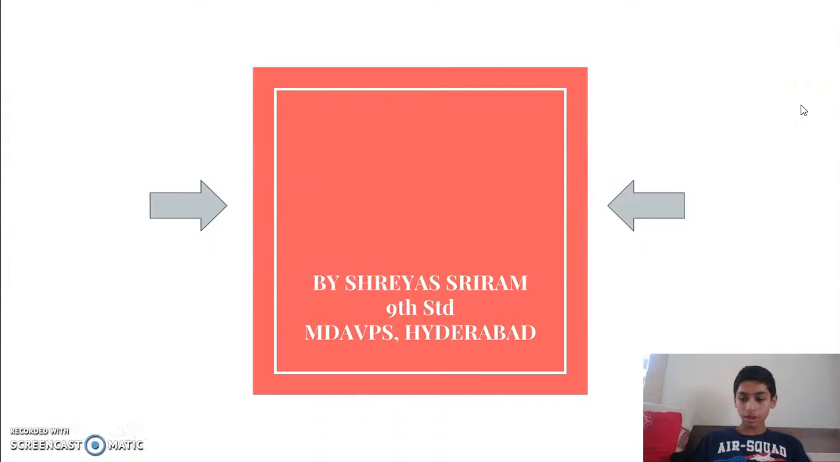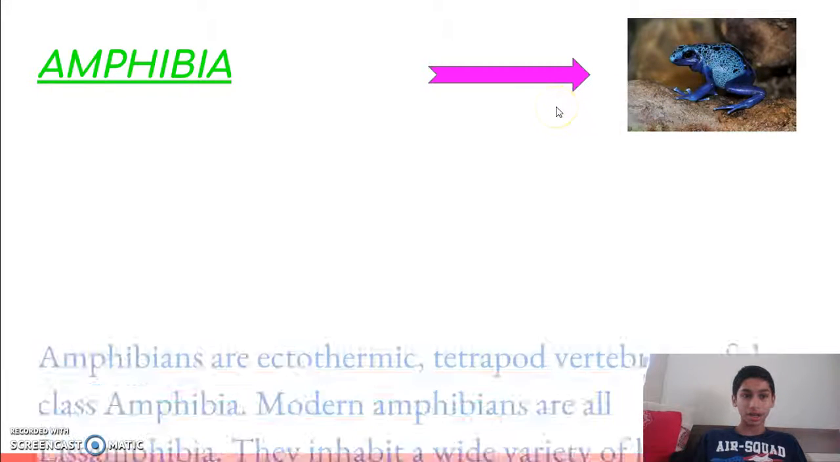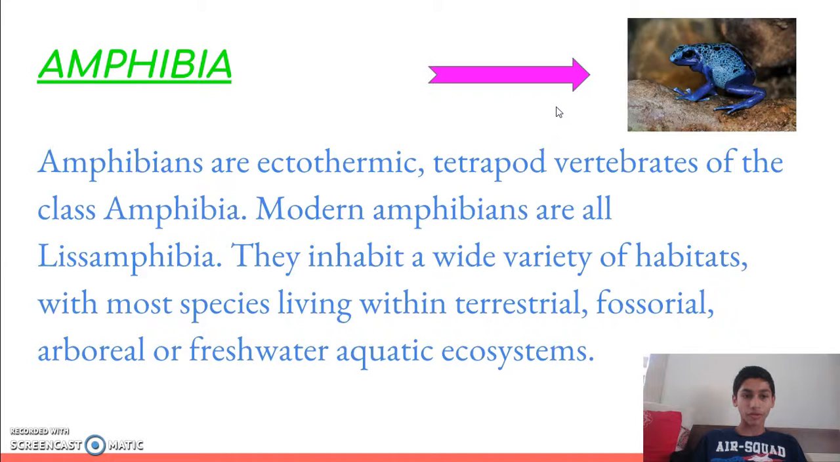So now I'll be starting this. Here I've given the topic amphibia, and I've given my details below that, and I've also added two shapes. Going with the next one, here I've given the basic introduction of amphibia, and I've also inserted a picture, which you can see in the right corner.